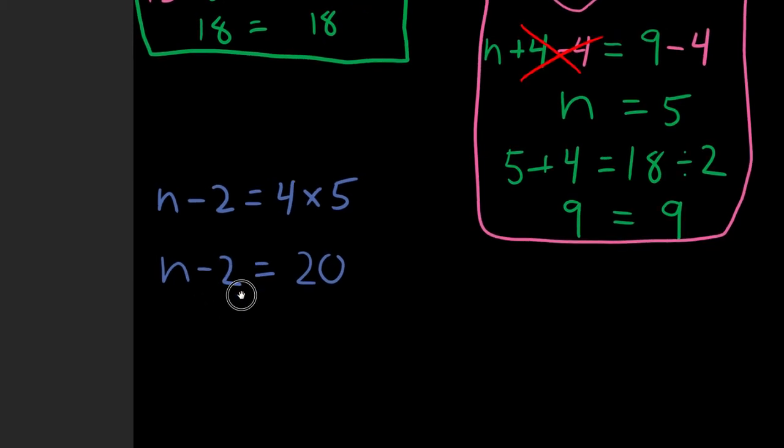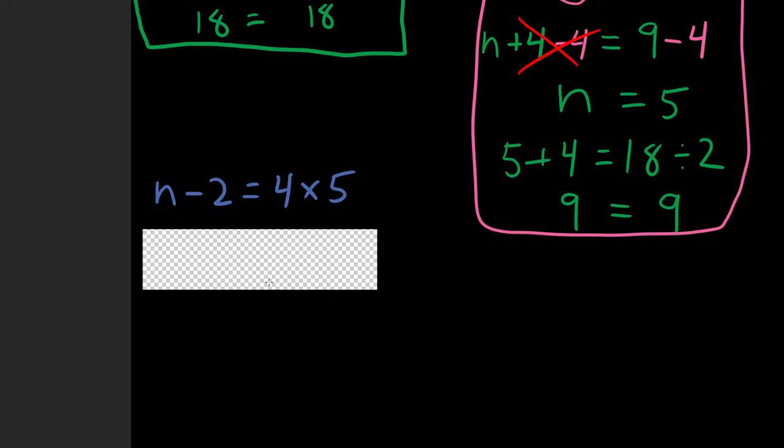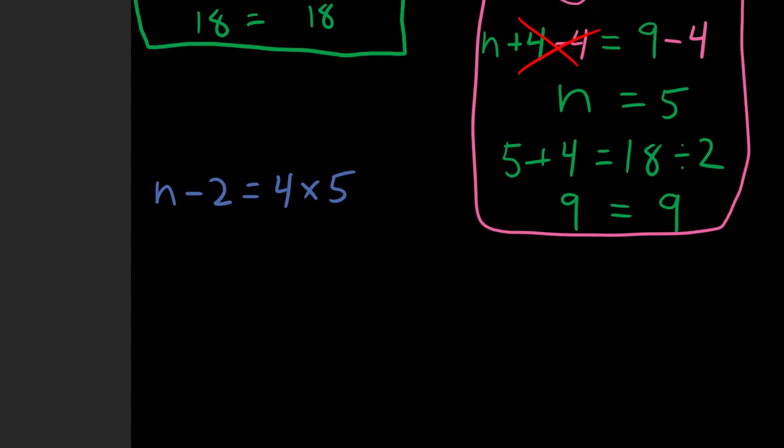So n minus 2 equals 4 times 5, which equals 20. All right, and what number minus 2 will give me 20? I know you guys can already know the answer in your head, but we do some extra steps to solve it.